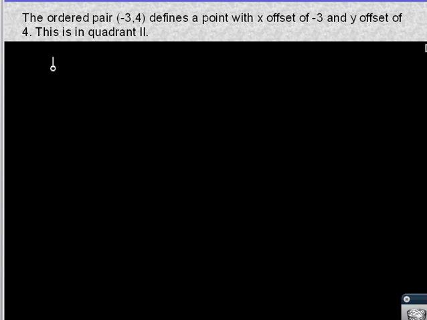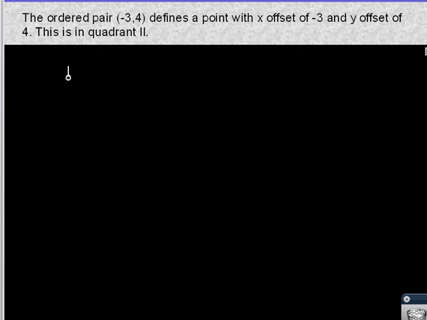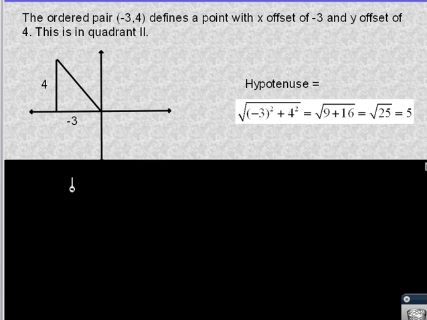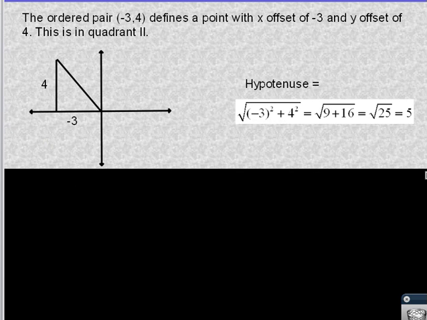All right, so what if we have the ordered pair negative 3, 4? Well, that defines a point with an offset of negative 3, so that means you're going to go left from the origin, and a y offset of 4. This is a point in quadrant 2. So if we map that point, it's going to be right here. So this is our negative 3, 4.